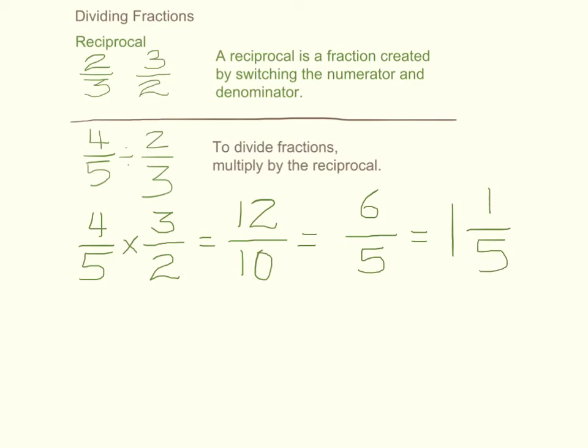So we started here as 4/5 divided by 2/3. We multiply by the reciprocal of 2/3. So 4/5 times 3/2, 12/10. From there on, we simplify to get our answer. It's that straightforward. Whenever you divide fractions, you multiply by the reciprocal.